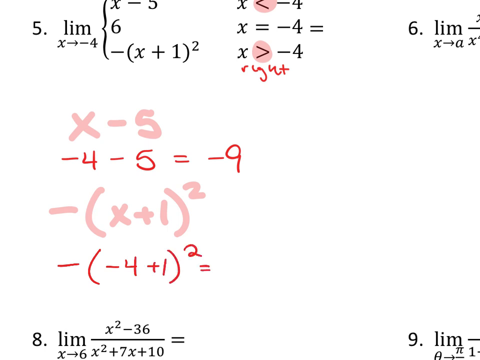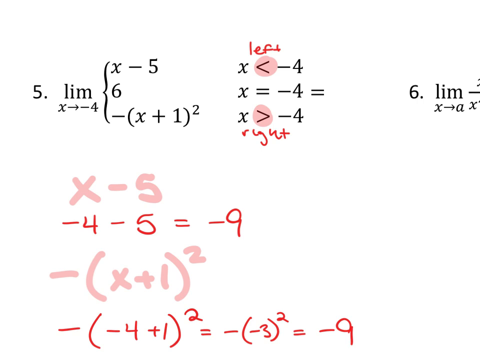-4 plus 1 is -3. So we'd have -3 squared. What's -3 squared? 9, make it negative. So this right side and left side are the same number. We just defined a limit last class to be what happens when the left side and the right side are equal. Are my left side and right side equal? Yeah, so what's the limit here?